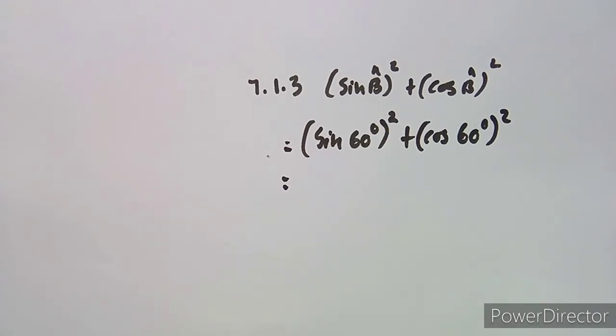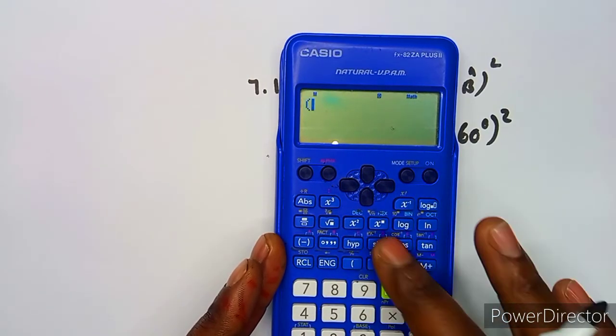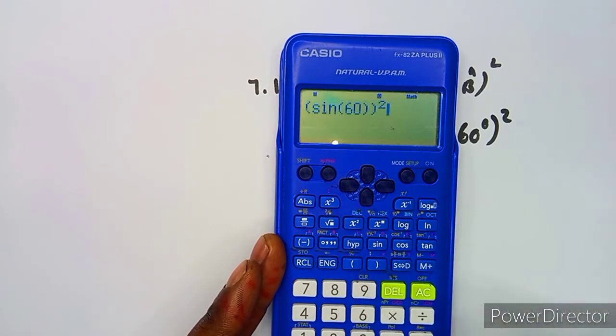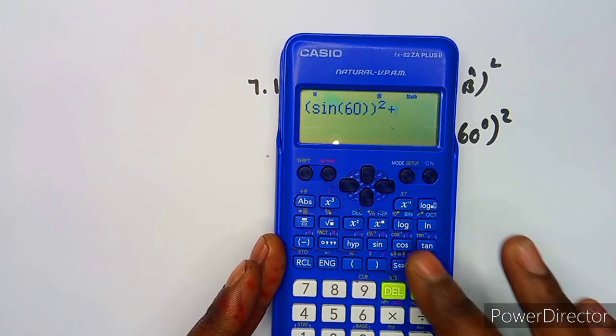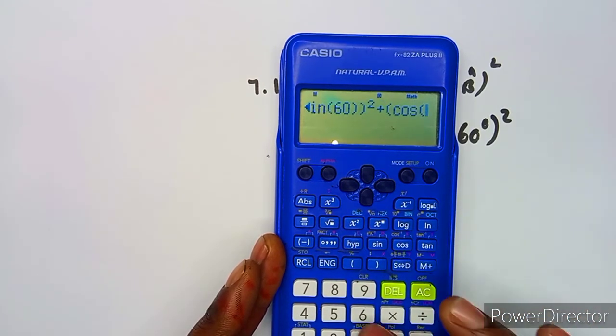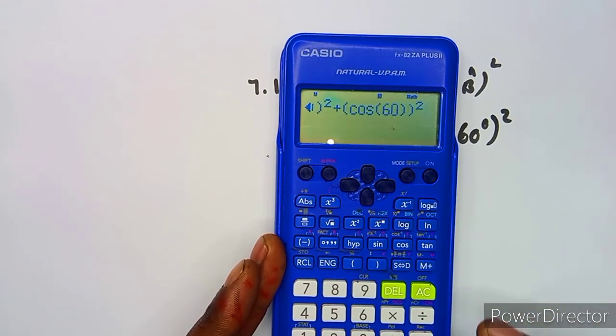So using your calculator properly, you're going to obtain it. Let me just do it. Open bracket, sine 60 degrees, close the bracket, then you square after closing the bracket, plus cos. Let's open the bracket first, cos 60 degrees, again we close the bracket, then we square. That's how we are going to do it.